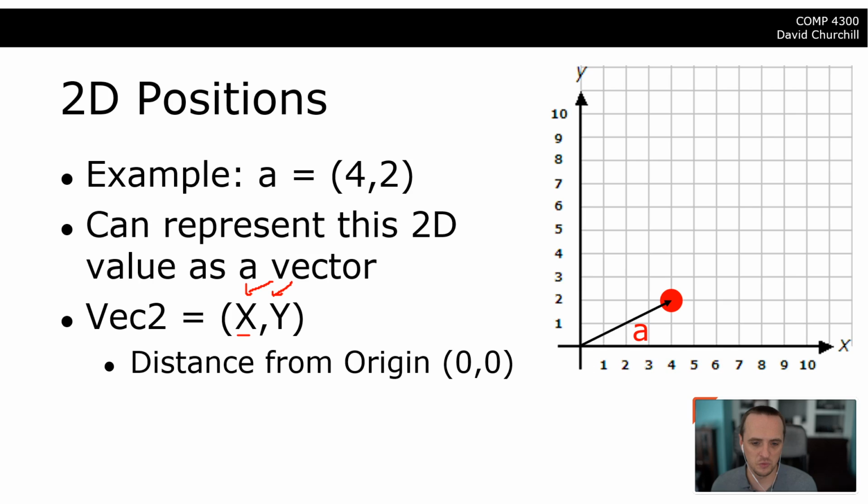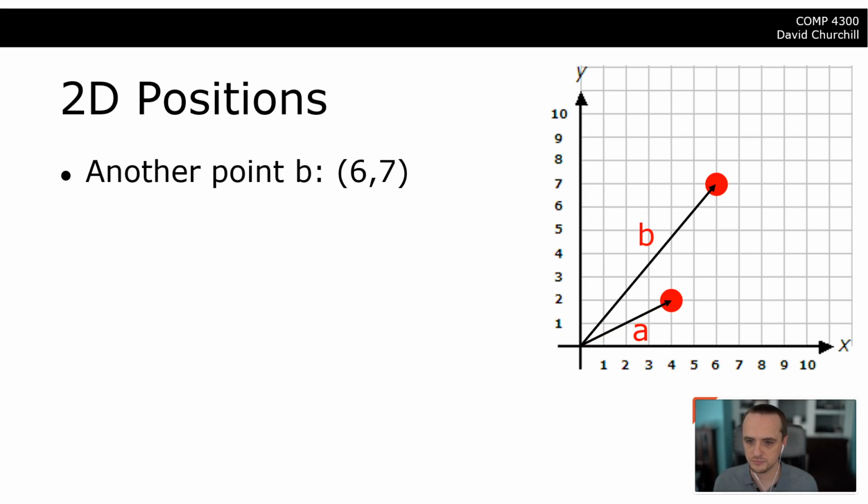And what the x and the y mean in vector terms is that this is the distance from the origin 0, 0 of the vector, okay? So it's 4 away in the x direction from the origin, and it's 2 away in the y direction from the origin. And we can see here that this vector points from 0, 0 to 4, 2. Let's take another point. Let's have another point B, and we'll create the vector from the origin to B. So this one is 6 in the x direction and 7 in the y direction.